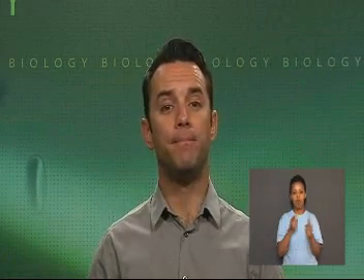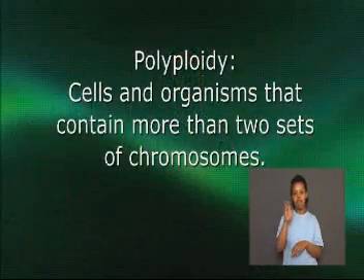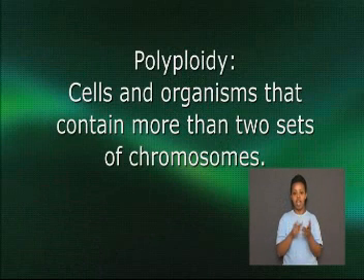Great work, everyone. Polyploidy is a distinct type of aneuploidy. Polyploid is a term that is used to describe cells and organisms that contain more than 2 sets of chromosomes. Most eukaryotic species only have 2 sets of chromosomes and are referred to as diploid. This is because eukaryotic species receive 1 set of chromosomes from each parent.